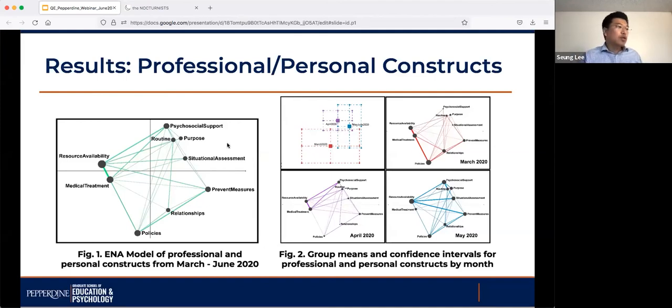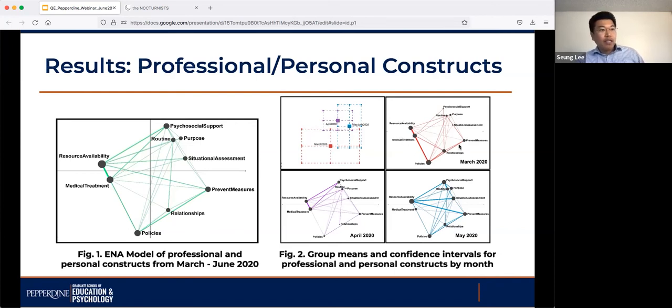So on the left hand side, that's the overall discourse pattern. On the right hand side, we have three separate models looking at diary entries from March. This red one is looking at just the diary entries from March. The purple one is looking at the diary entries from April, and the May entries are summarized in the blue ENA model. So to a certain extent, what we can see is this shift.